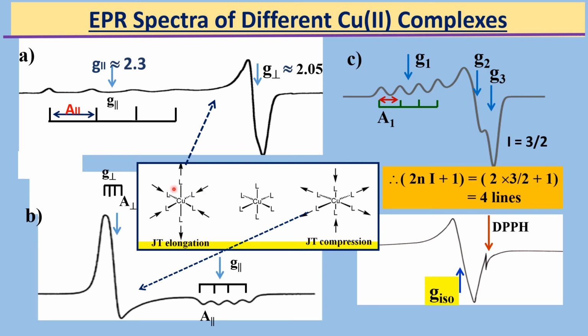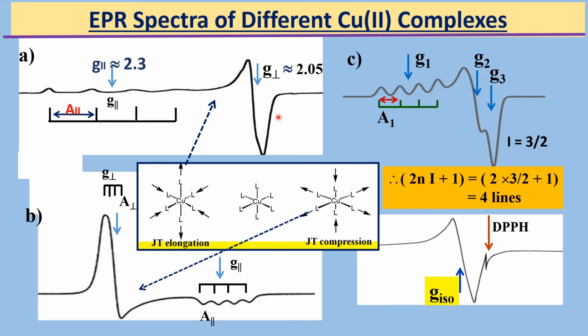For example, in the case of copper, I equals 3/2, so there will be 4 lines: 2I+1, 2 into 3/2 plus 1, 4 lines, as you see here. 1, 2, 3, 4. This is g parallel. This direction is g parallel, and these two directions are g perpendicular. Therefore, there are two g perpendiculars.